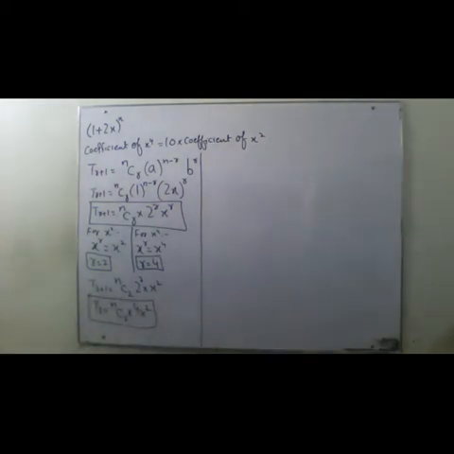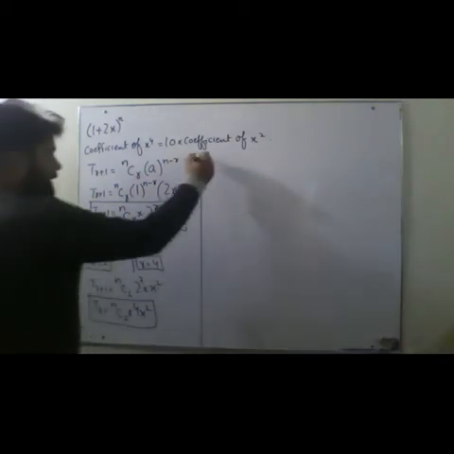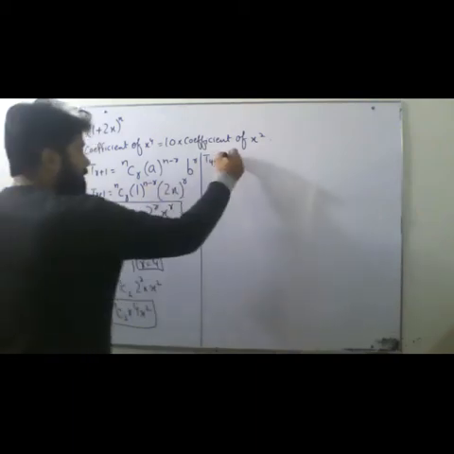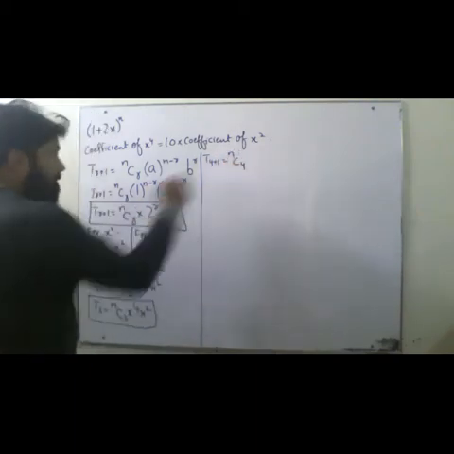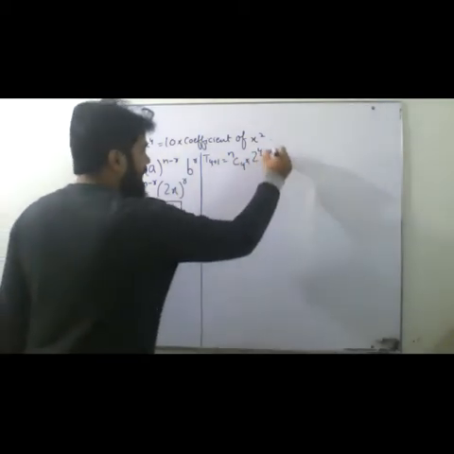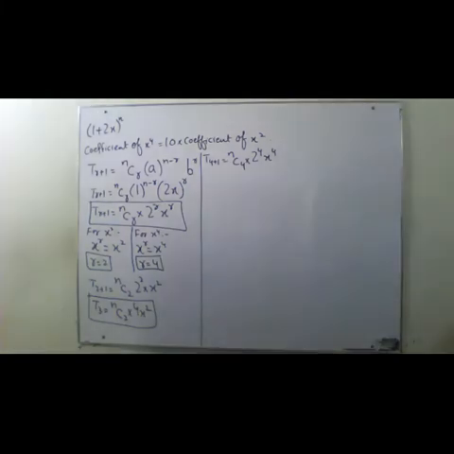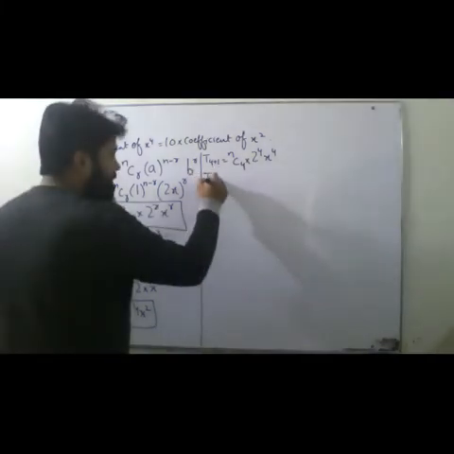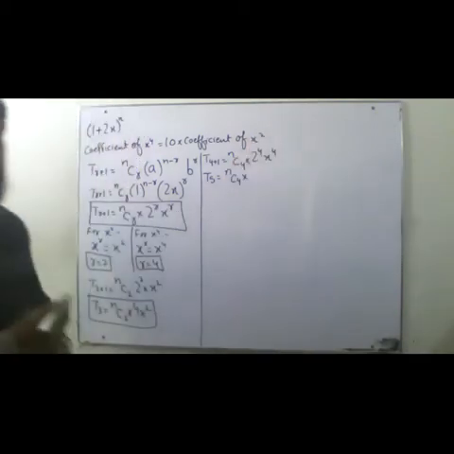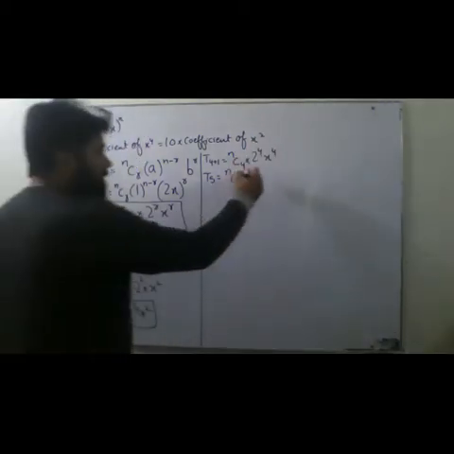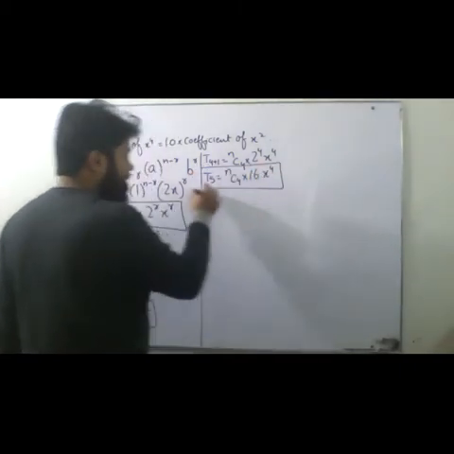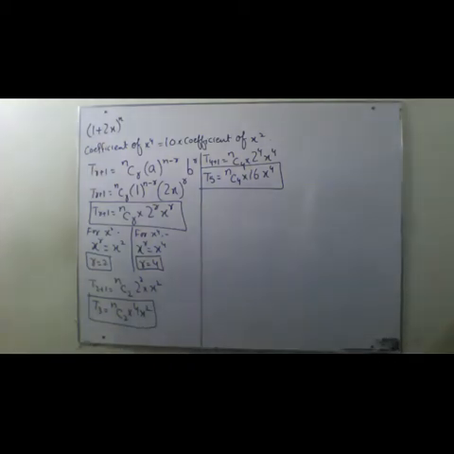Okay, after this, putting this one over here, T(4+1) equals nC4 into 2 to the power 4 over x^4. Okay, simplifying it, so this will become T5 equals nC4, 2 to the power 4 will be 16, so 16x^4. That's your second.